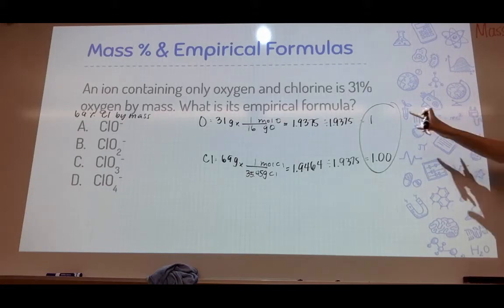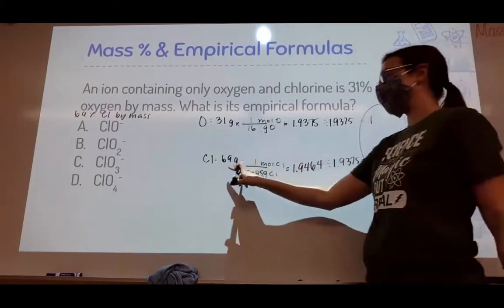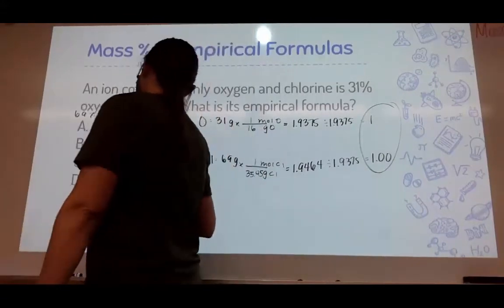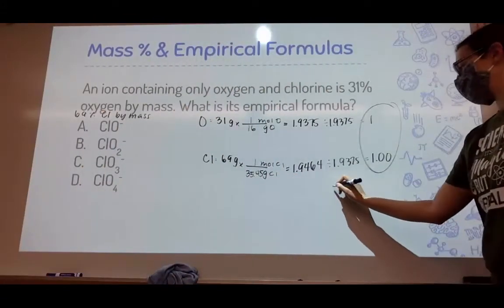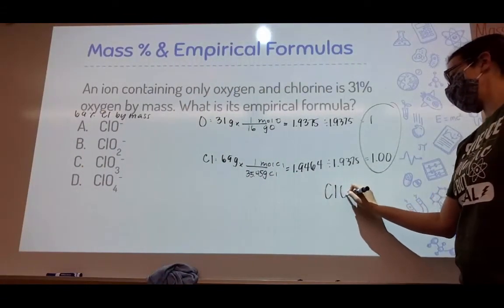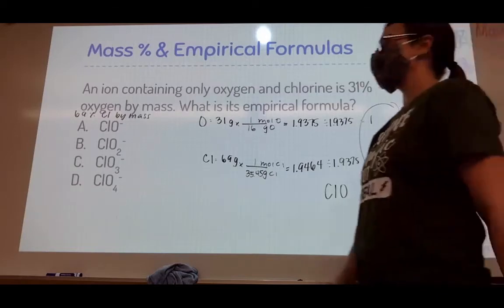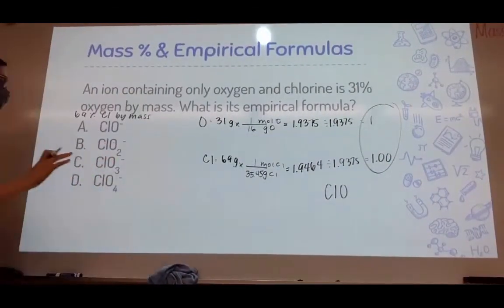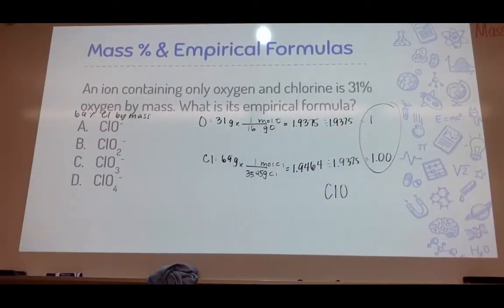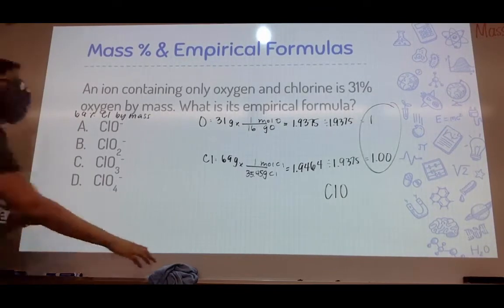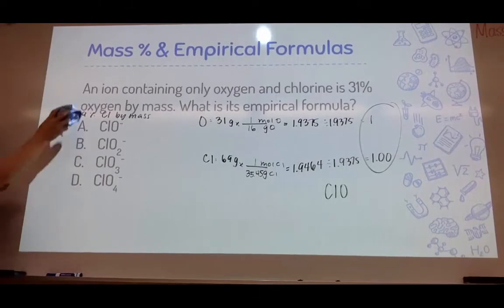That means I have one oxygen and 1 chlorine. So when I look at my choices over here, which one matches 1 oxygen and 1 chlorine? A. So this is an empirical formula question. Percent to grams, grams to moles, divide by the smallest, and we got our answer.